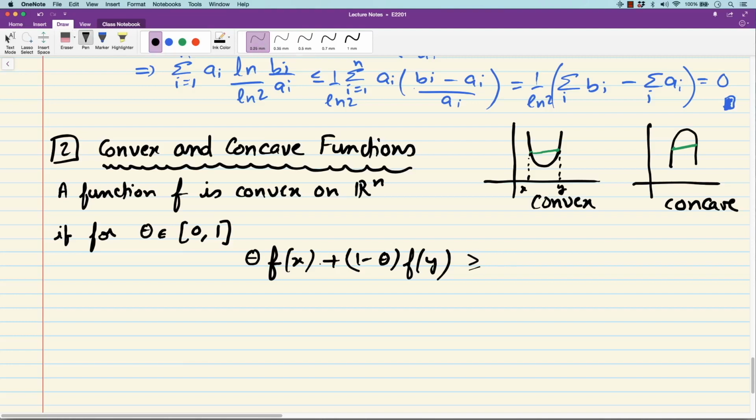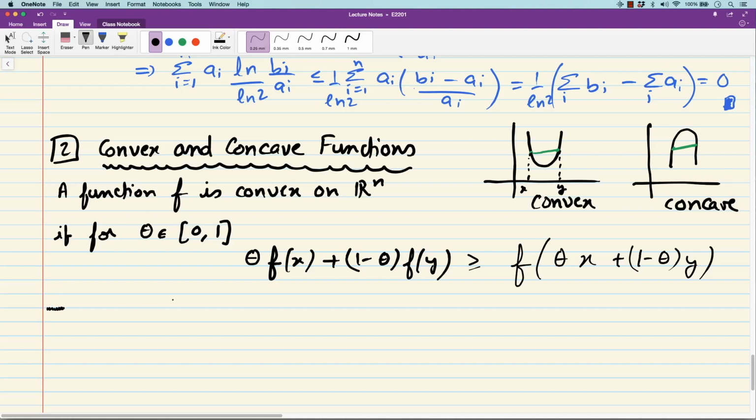So the average of f exceeds the f of average. Theta x plus 1 minus theta y. Okay, that's the chord. So when you move this point here, this is the average of f, and look at the corresponding point here. It doesn't go below. Okay, this is the definition of a convex function. A function is concave if minus of that function is convex.